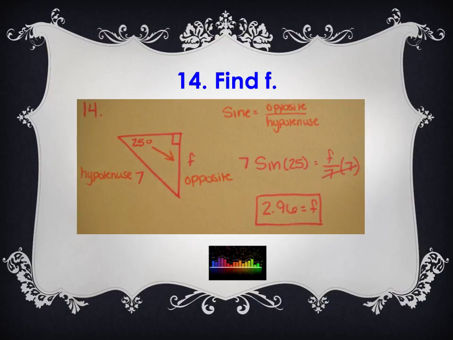In this problem, we are to find side F. We are given 25 degrees and side F is opposite of our angle. We are also given the hypotenuse. The trig function that uses opposite and hypotenuse is sine.